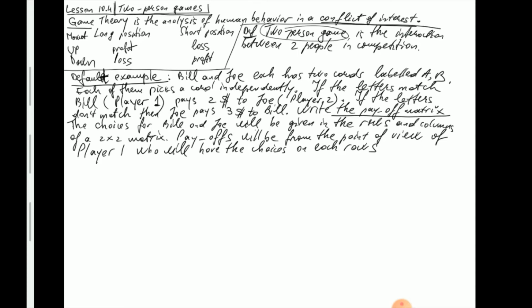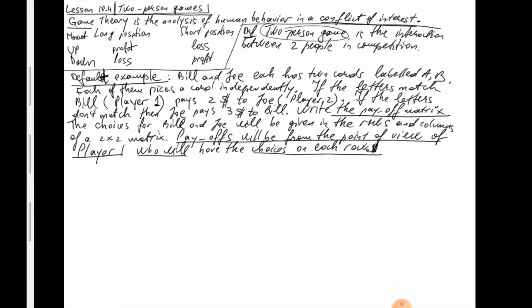I know it's kind of a lot to write, so you may want to pause to write this down and then follow up, because I want you to look closely when I go over the examples. So the payoff will be from the point of view of player 1, who by default will have the choices on each row. Nothing special about it, but just to standardize the whole thing, we'll assume that player 1 lists his choices by rows. So here's how that payoff matrix looks.